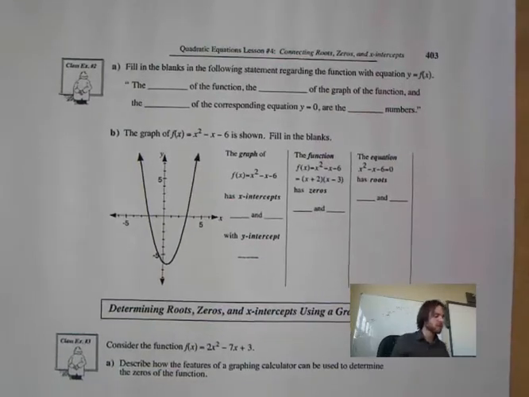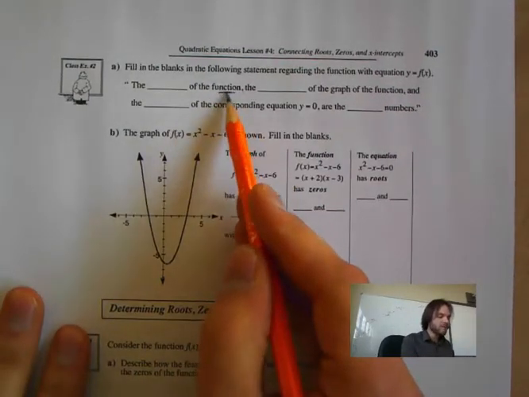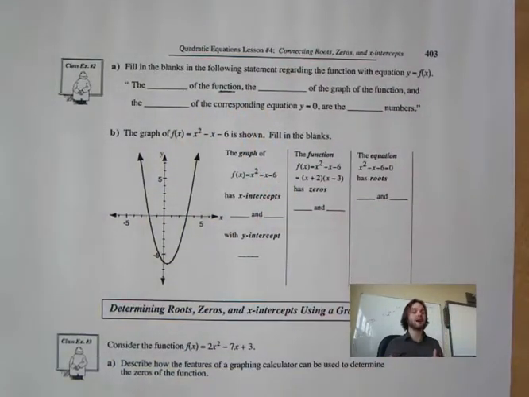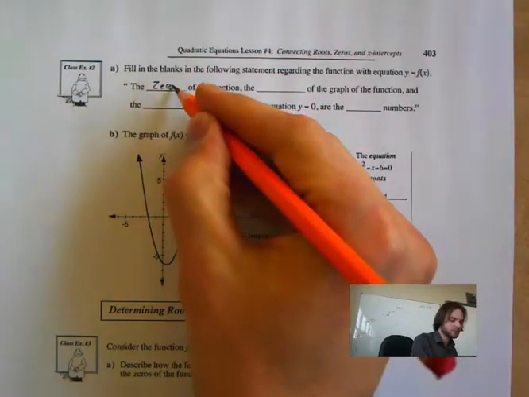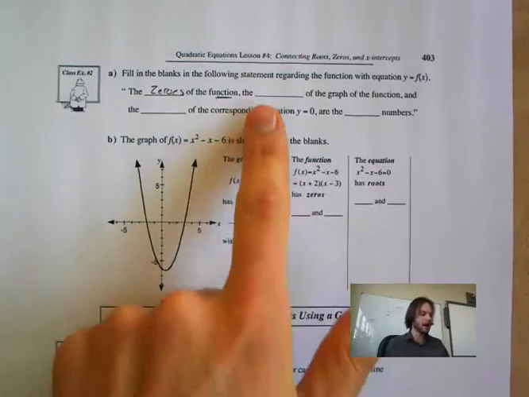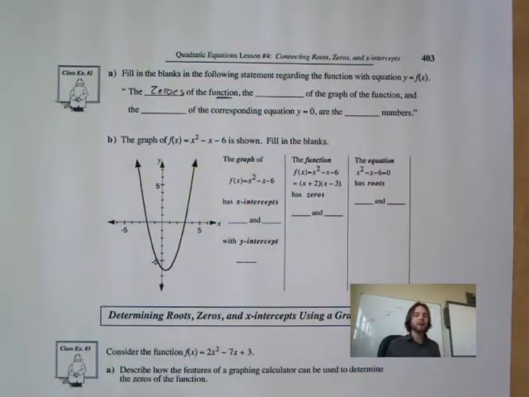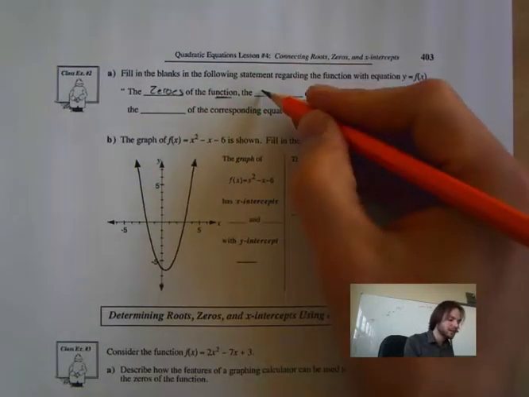Now, here we go. So, as soon as we call it a function, so like where it's f of x, we're talking about the zeros. Okay? So the zeros of the function, and when we're looking at a graph, normally we want the x-intercepts.